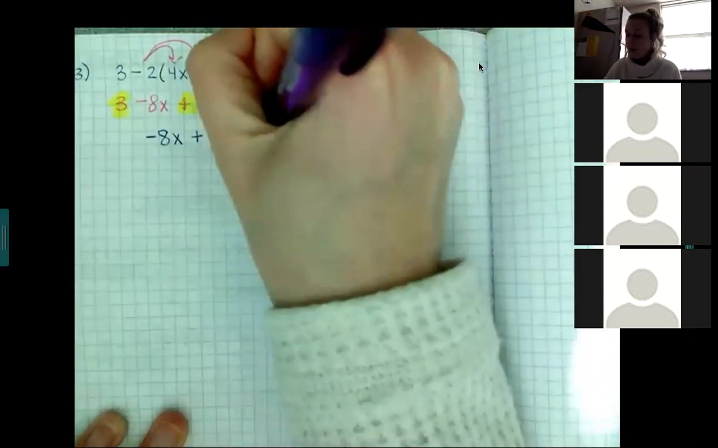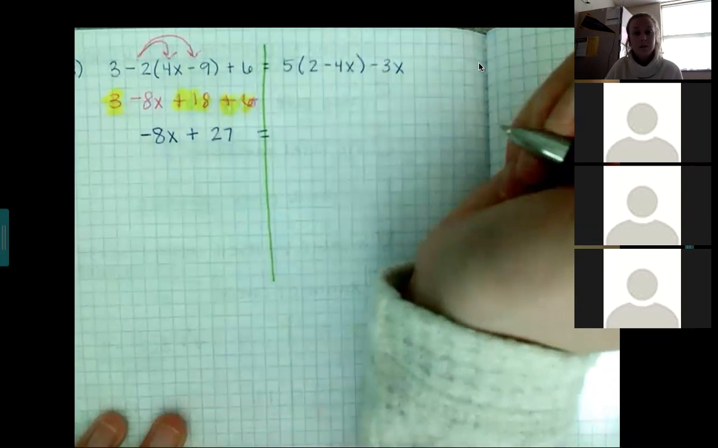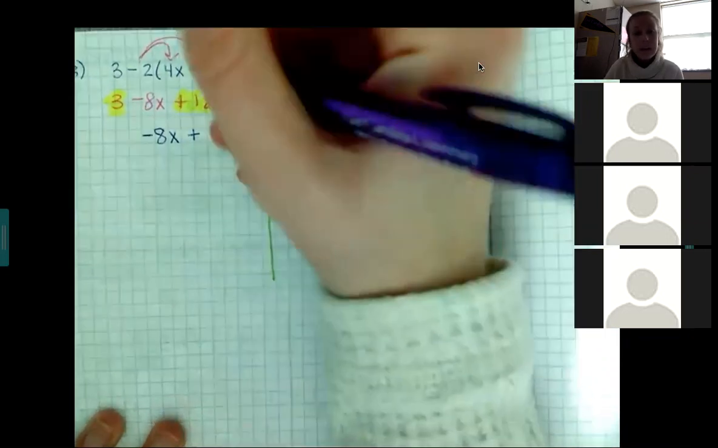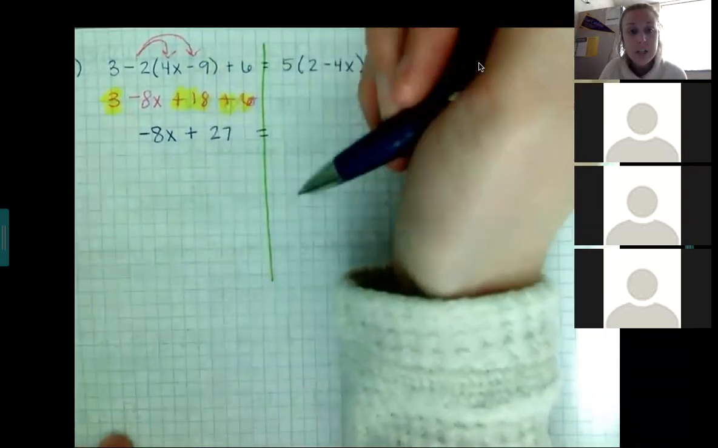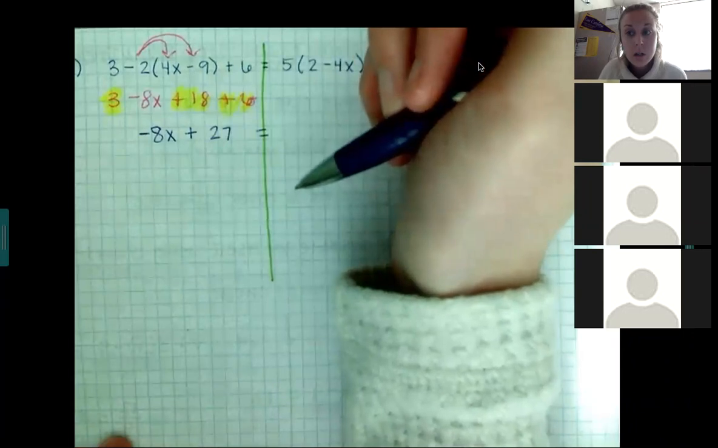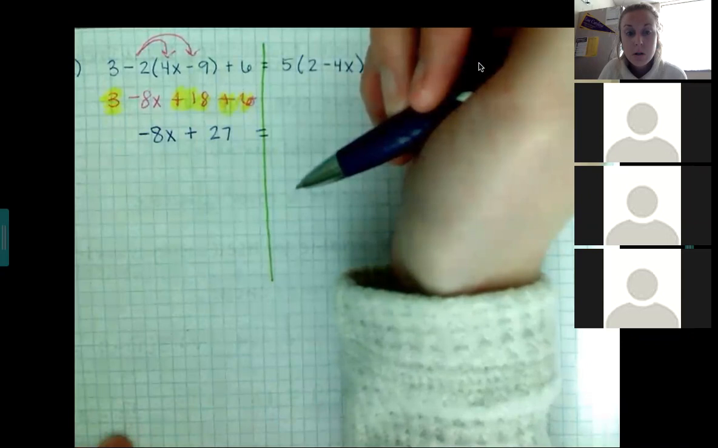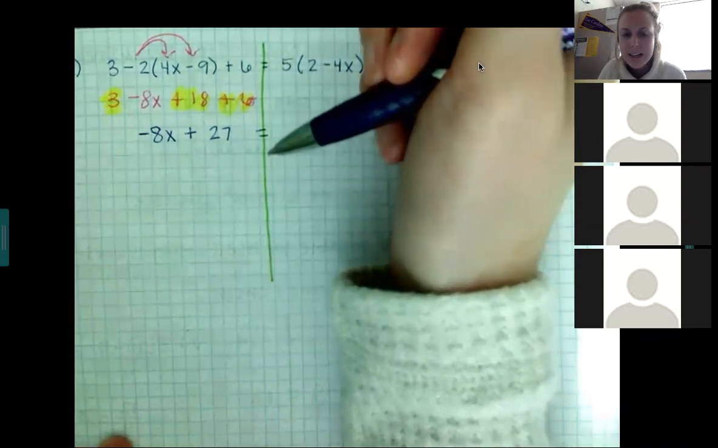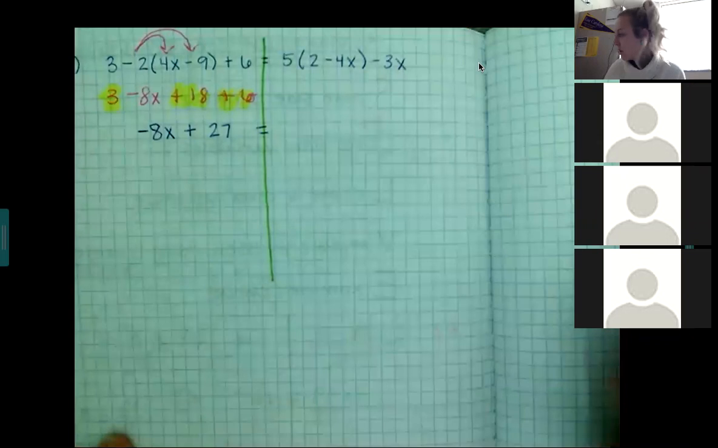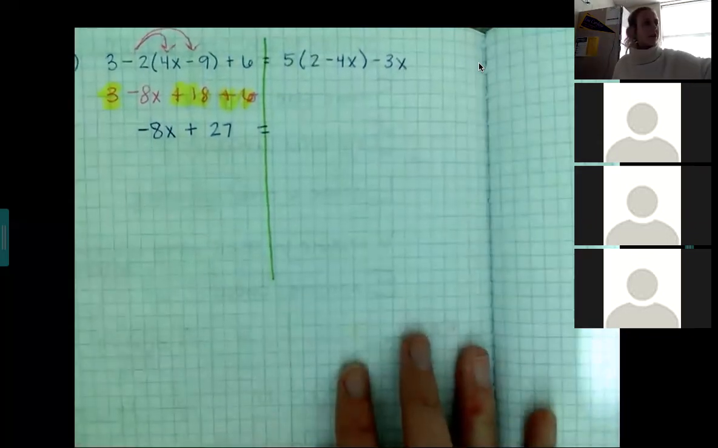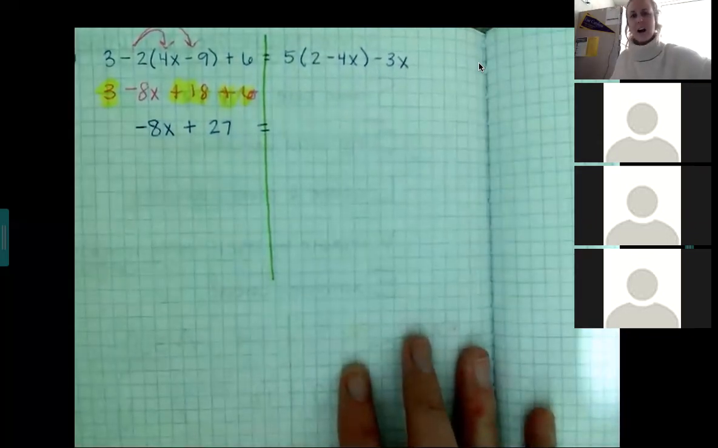Now, Curtis, don't that look a lot better? Yes. Did anybody get negative 8x plus 27? Yeah. Okay. My girls, y'all didn't get negative 8x plus 27? I got it. Oh, okay, good. All right, let's cover this.